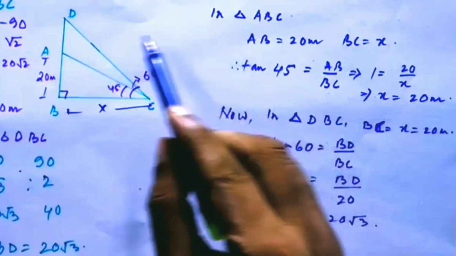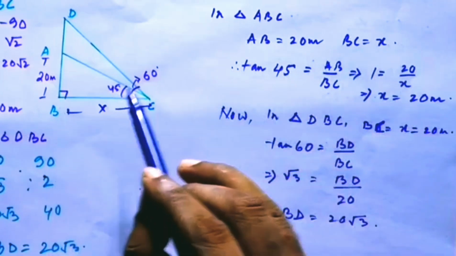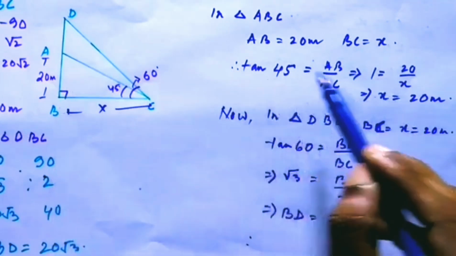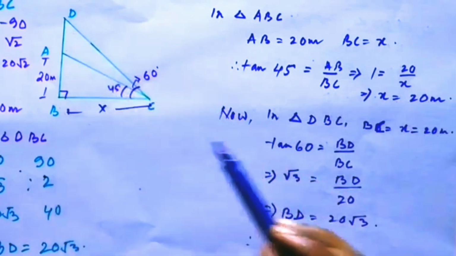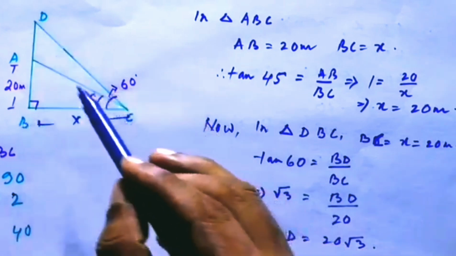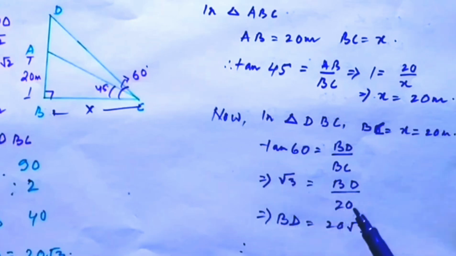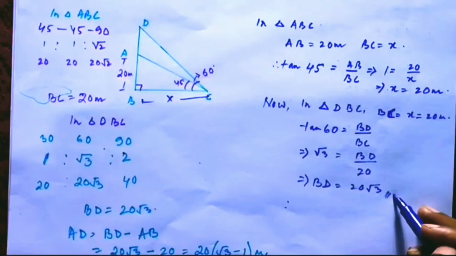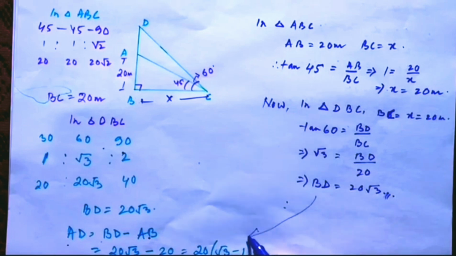In general form, we write in triangle ABC, AB equal to 20, BC equal to X. So we are using 45 degree, tan 45 equal to AB by BC. So tan 45 is 1, AB is 20, BC is X. So X equal to 20 meter. Now in triangle DBC, BC is our X, 20 meter. So in this 60 degree we are having perpendicular and base. So tan 60 is BD by BC. So tan 60 is root 3, BC is 20. So BD equal to 20 root 3. Up to here, it's okay. After this, the same thing, AD you have to find out, AD equal to BD minus AB. So by calculation we get the same answer.